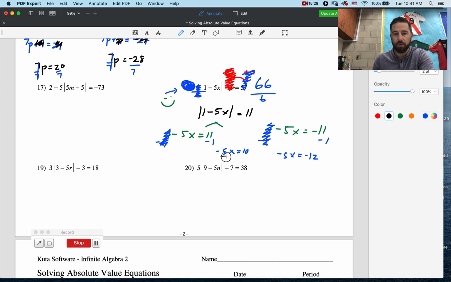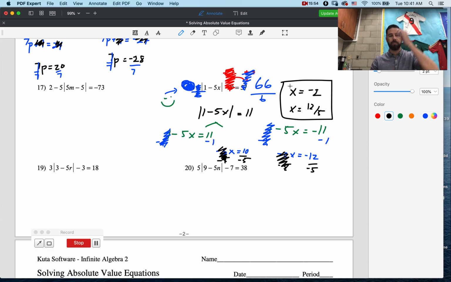Okay, divide 5 on both sides. Actually, divide negative 5 on both sides. Right? Gone. X equals negative 2. That guy's clean. We like that. The negative 2 isn't. Looks gross. And then we have x equals a negative divided by a negative is a positive, so we have 12 over 5. Boom. Okay? Easy enough? One more, just for fun.